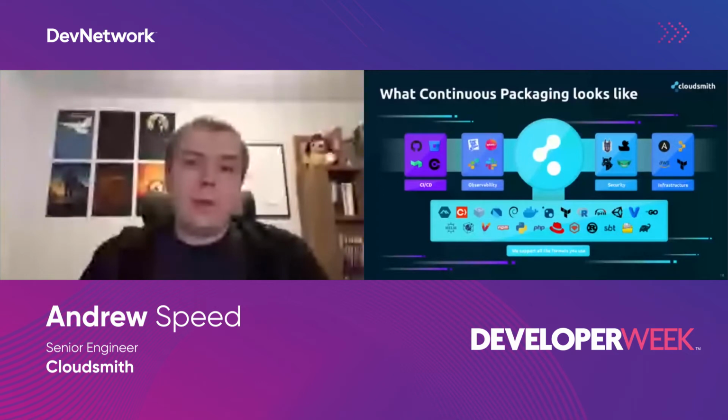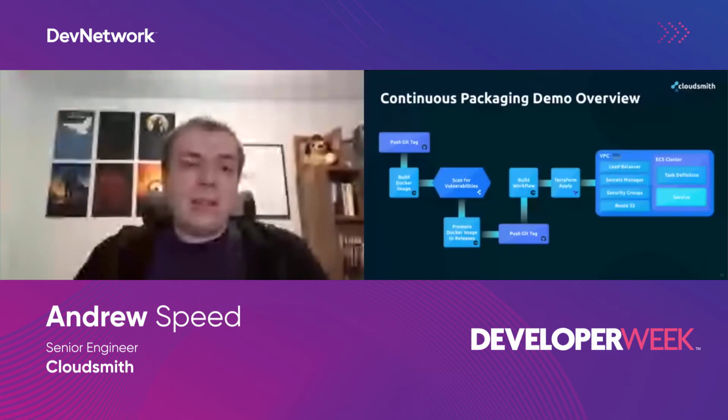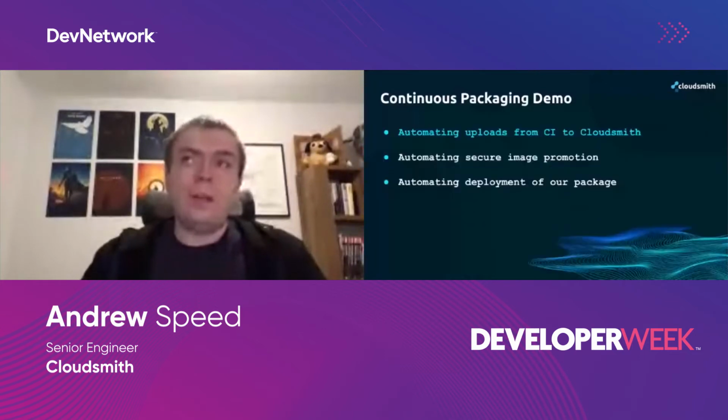So in our demo today, we're going to go over building a Docker image, uploading it into Cloudsmith. We'll then scan that image for security vulnerabilities. From there, we'll use the information to determine whether to release that to production or not. And if we do go ahead with release to production, we can then deploy that using Terraform to a service like AWS, for example. So the 3 steps we're going to look at are automating uploads from CI to Cloudsmith, automating secure image promotion, and automating deployment of our package.